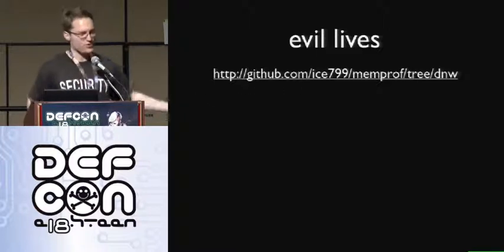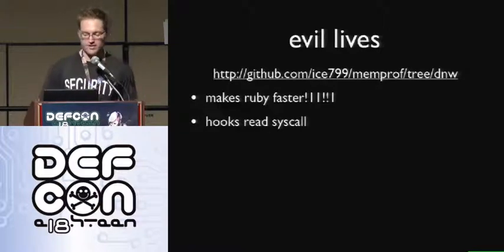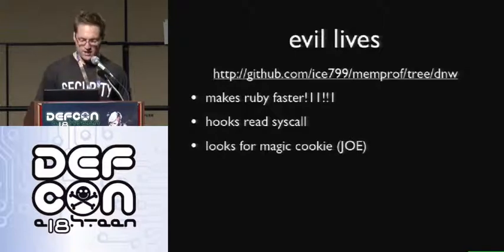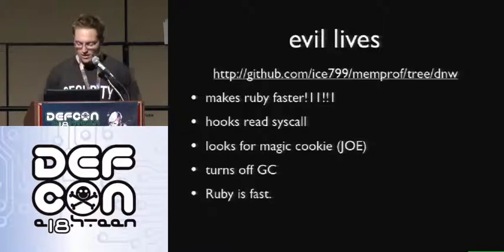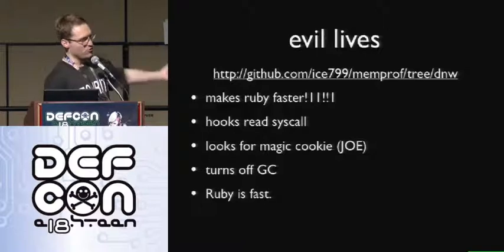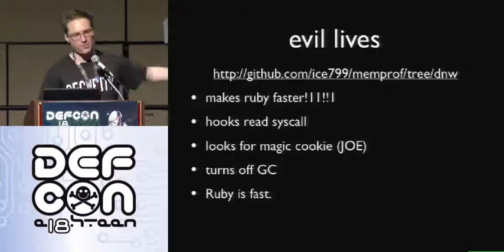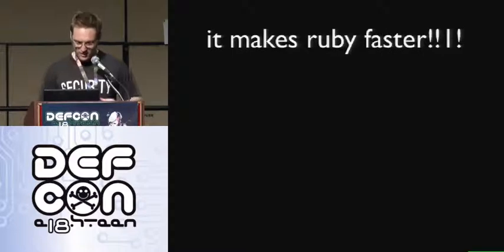And the way that I would social engineer somebody to use this is I would say, hey bro, this makes Ruby faster. And it does make Ruby faster because it hooks the read system call. It looks for a magic cookie. In this case, the magic cookie is just my name, Joe. And then it just disables the garbage collector. The result is Ruby is fast. But it is now a time bomb, right? Eventually it'll eat all the RAM on your system and your system will melt down.